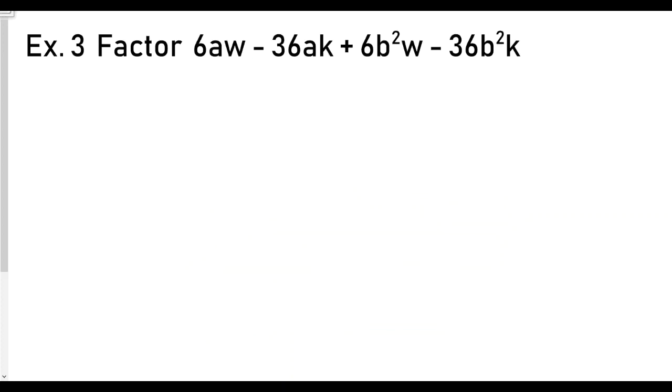So what if things get real weird, like 6aw minus 36ak plus 6b squared w minus 36b squared k? There's too many letters in there. You're not even spelling words. Can I buy a vowel? But it doesn't really matter. We do it the same way.